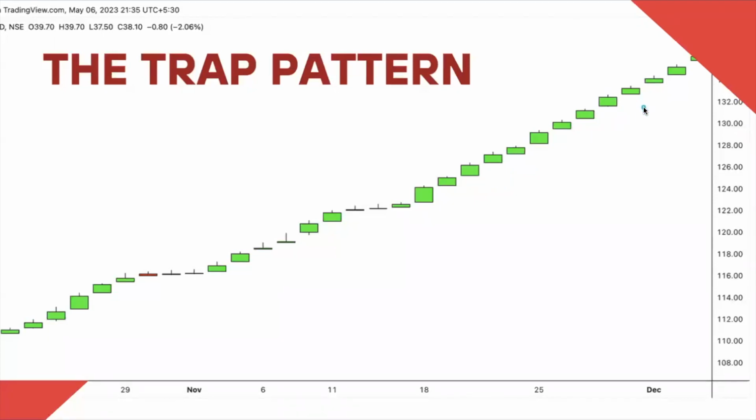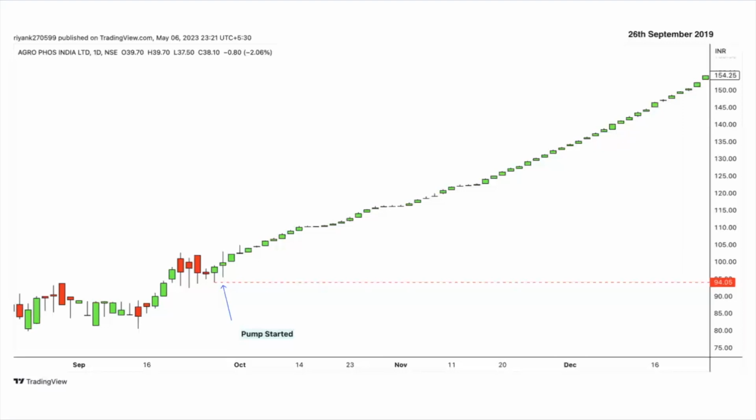So let me show you an example of a stock. Let's just go forward and see one example. Okay, so this is Agrophos India. I think this pump started back in October 2017, or okay, here is the date: 26 September 2019. So this pump had started back in 2019 and this is how the pump looked.